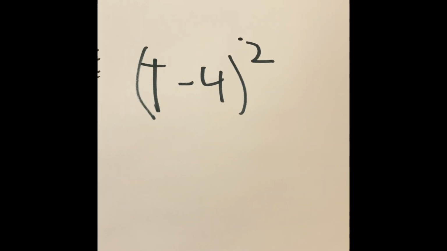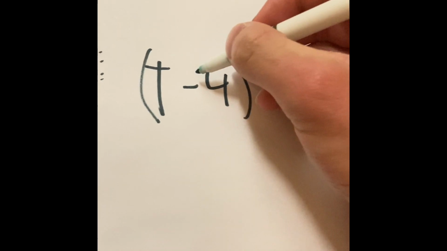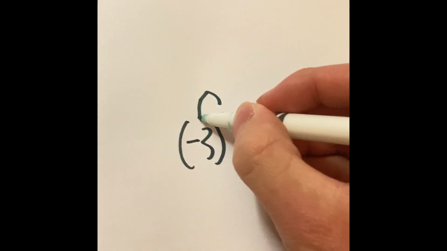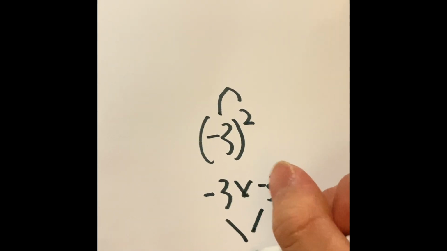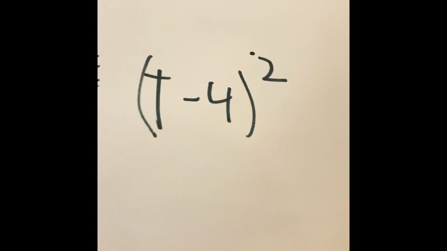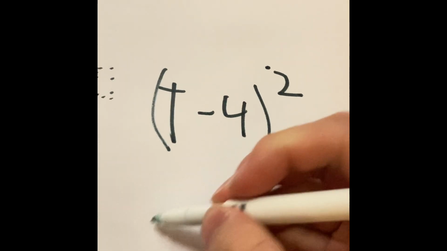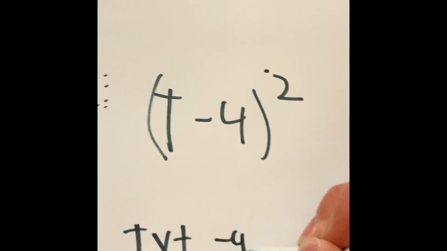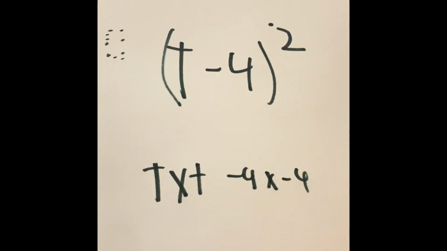Another thing people think is, if you have a square and parentheses, like (-3) squared, you do -3 times -3 and it becomes +9. Can't you do that for this? But actually that's not right, because you can't do t multiplied by t and -4 multiplied by -4. That would be the incorrect answer.